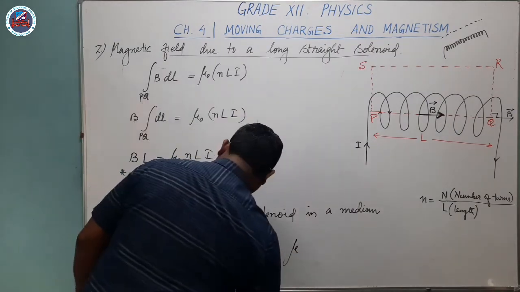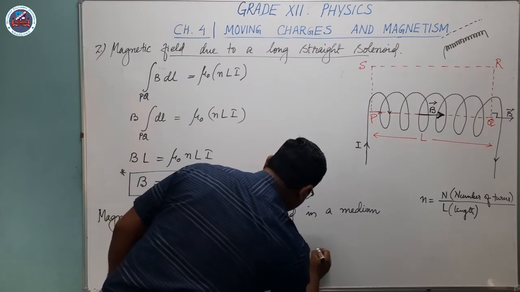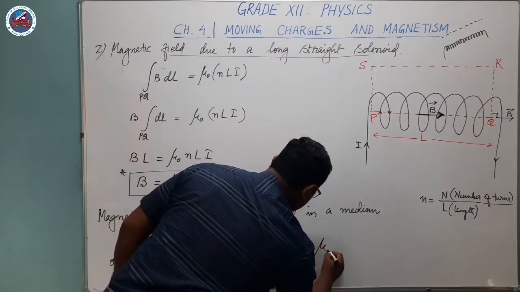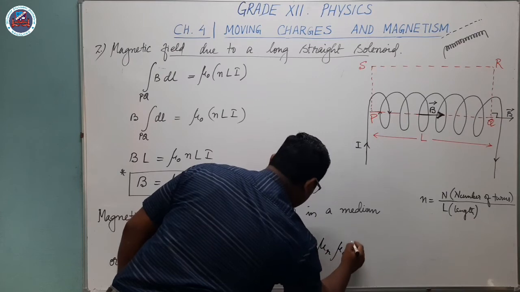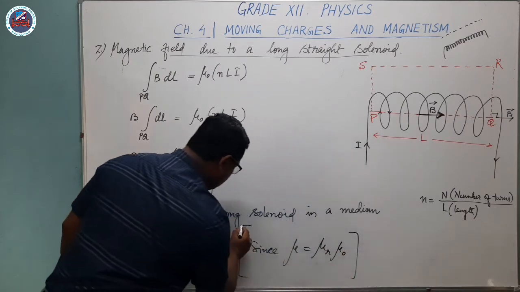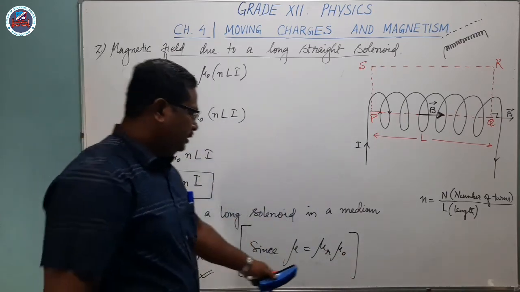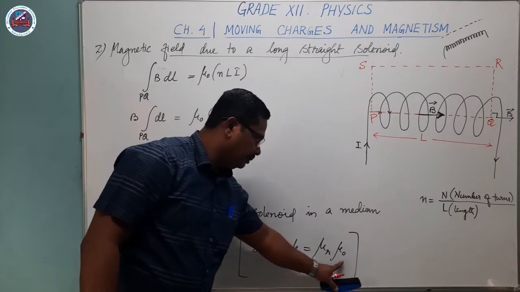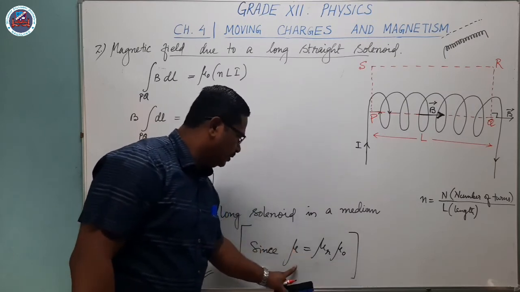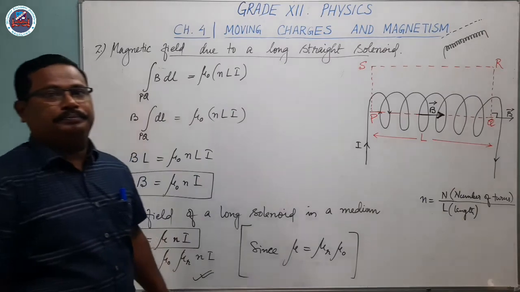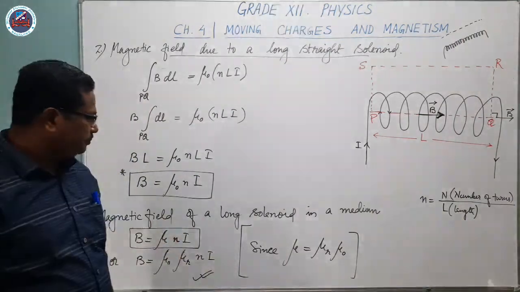Or you can write it like this also, because mu is equal to mu r into mu naught. This is the relation between relative permeability in vacuum and permeability of the medium, magnetic permeability of the medium.